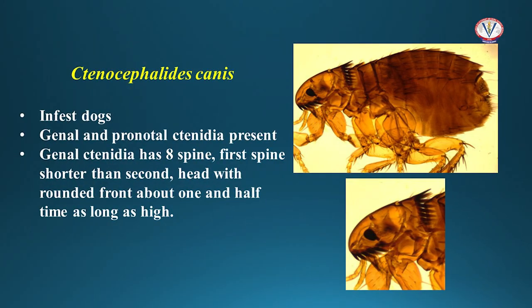Ctenocephalides canis infests dogs. The genal and the pronotal ctenidia are present. The genal ctenidia has 8 spines, but the first spine is shorter than the second. Head with rounded front, about 1.5 times as long as high.